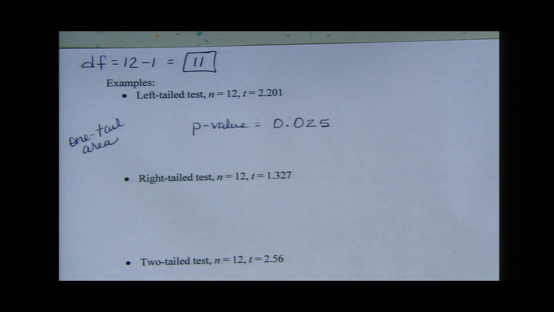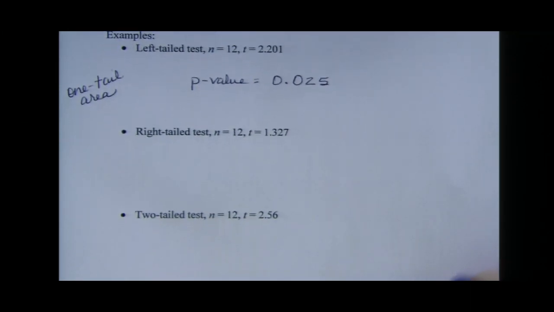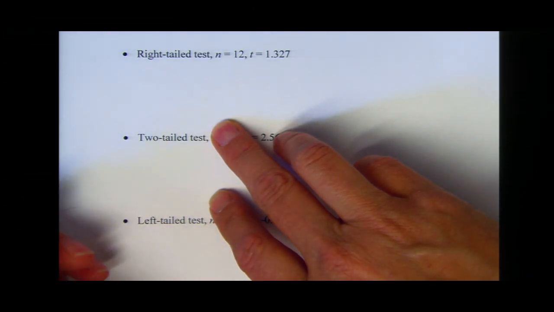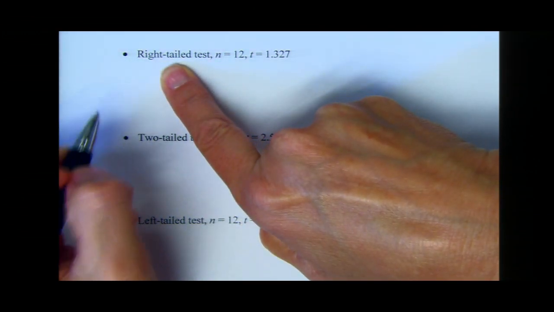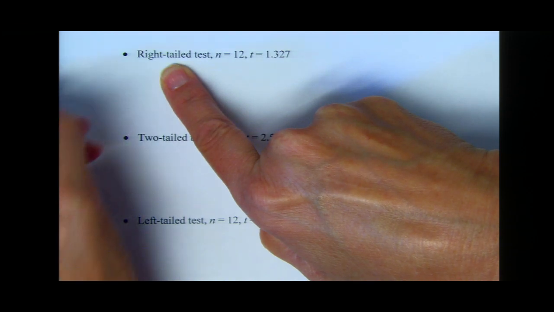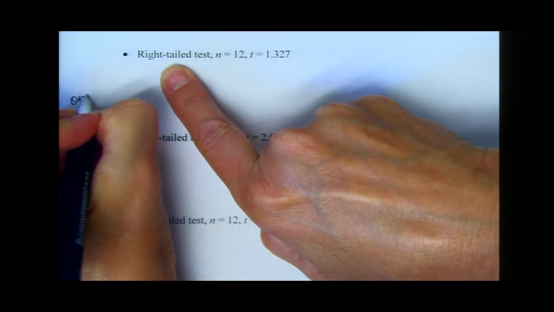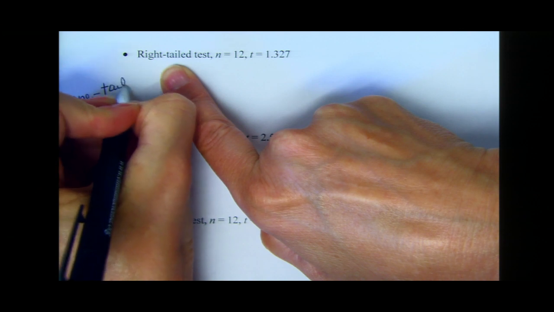Now, that example was nice and neat because the number we were looking for was exactly on the table. But unfortunately, the majority of the time, that test statistic will not be exactly on the table. So let's look at this next example. Right-tailed test. Right-tailed tells me the alternate is a greater than, which all I need to know is that it's a one-tail area.